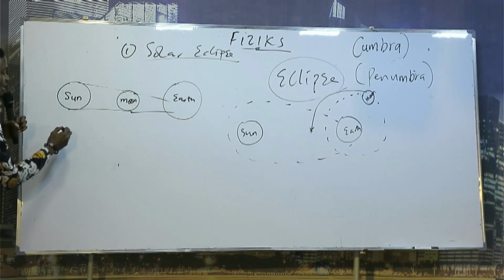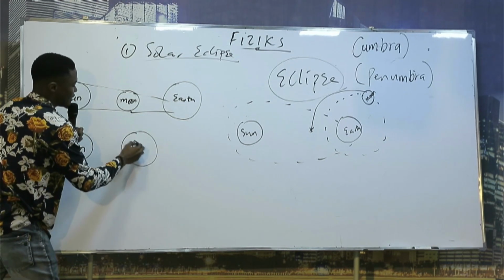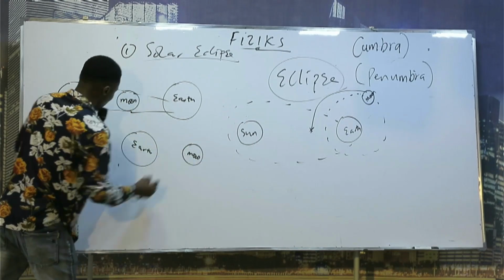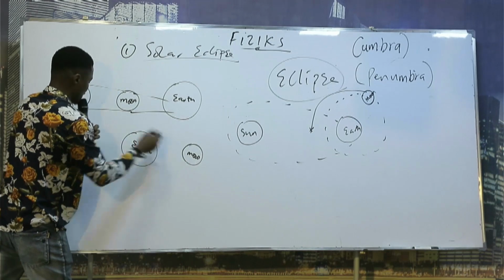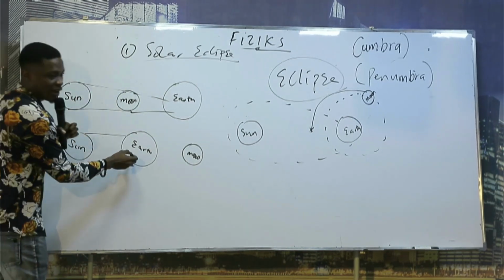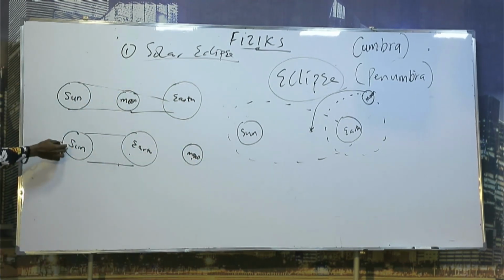Another thing that can happen is that sun is here, earth is here, and the moon is here. You see that instead of the light reaching the moon, earth will obstruct it. So somebody is obstructing somebody from receiving light. This is also an eclipse. That is why we say we have two types of eclipse. What and what, class? Solar and lunar.